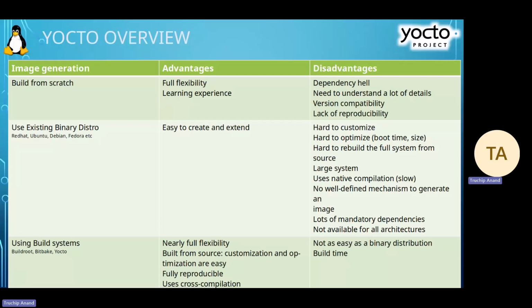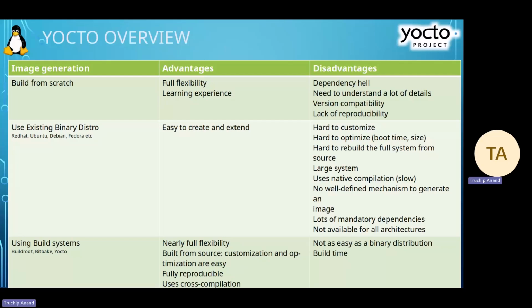So for this, you have to generate a proper image. That's for sure. If you want to generate an image, there are three ways you can do it. First, you can build everything from scratch. The advantage here is that you have full flexibility and you get a lot to learn. There is no limit for the learning.